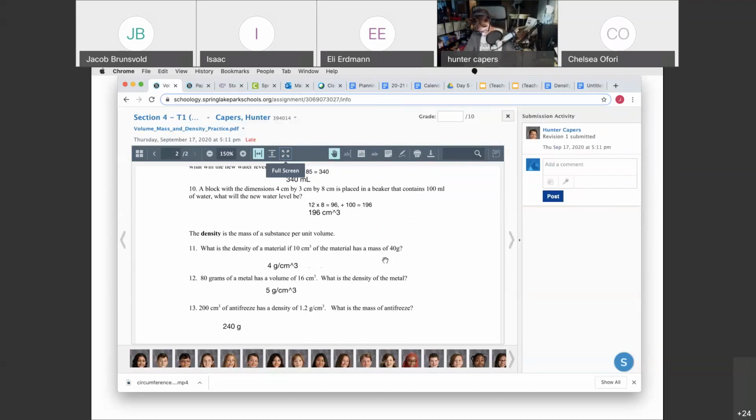What is one thing Hunter could have done better on this one? Let's see it in the chat. Write out his answers. What do you mean by that, Mara? Because his answer is written out, but do you mean, write it out in a sentence? Oh, yeah, that's true. I do like it when people write it in full sentences. So you could say the density of the material is 4 grams per centimeters cubed.